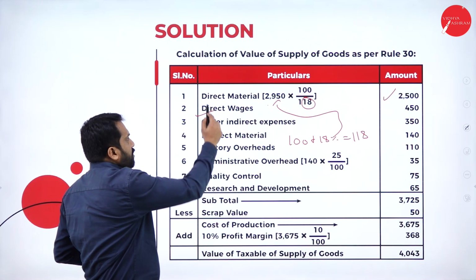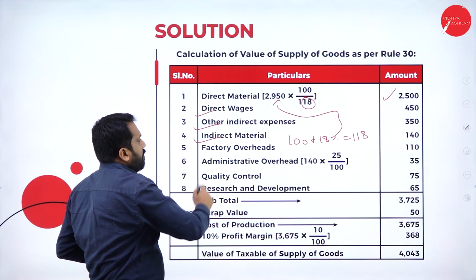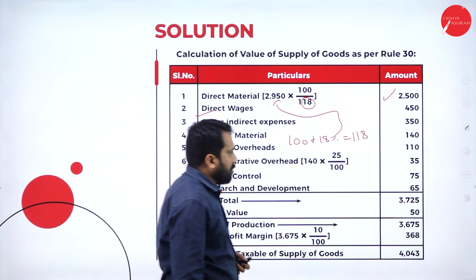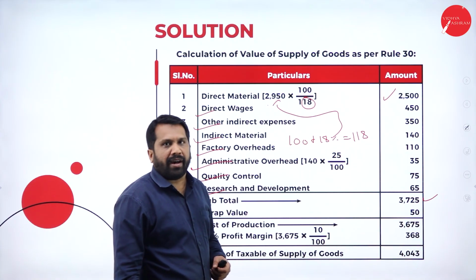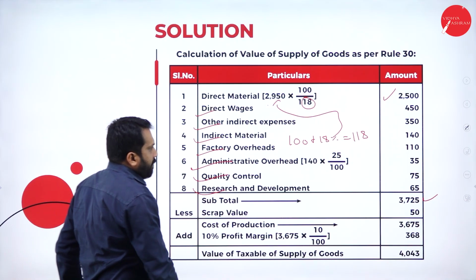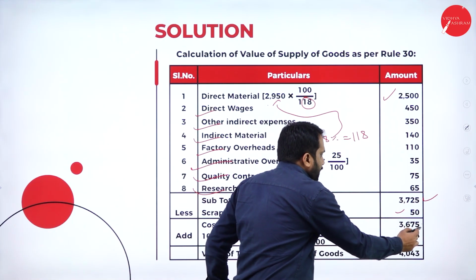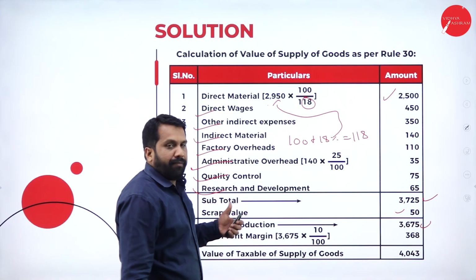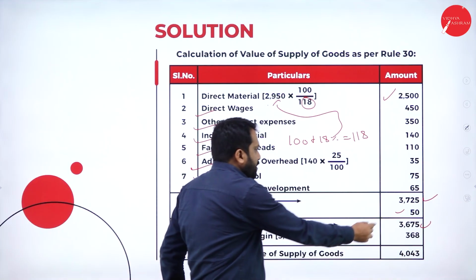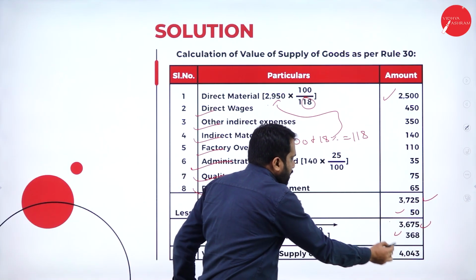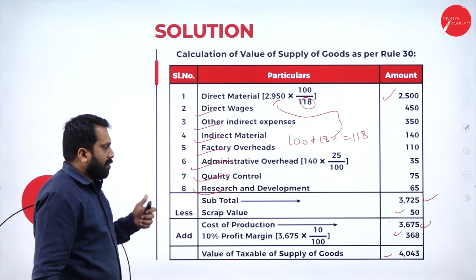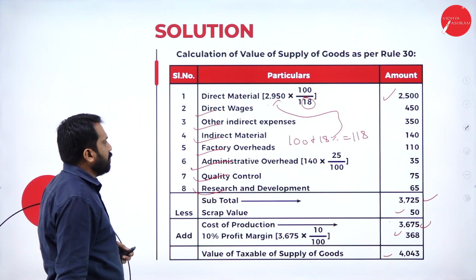Similarly, direct wages, other indirect material, factory, administration, quality control, research and development, all put together 3,725. Hope you are clear. Good. Now, less scrap value, it is 50. Your final answer 3,675. Scrap value has to be deducted, remember. And finally, what is your profit margin? 3,675 into 10%, 368. Your final answer 4,043. Simple. You can work out all the problems once at your home.